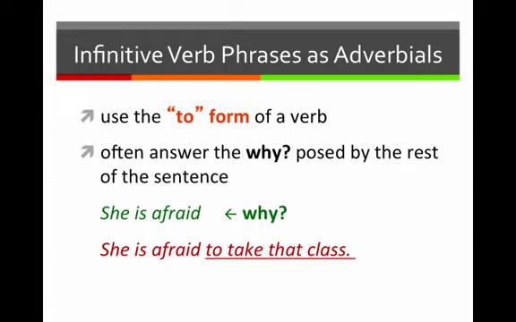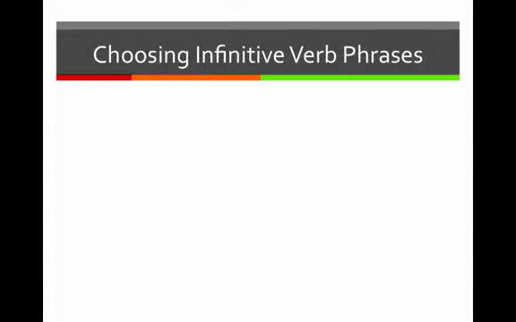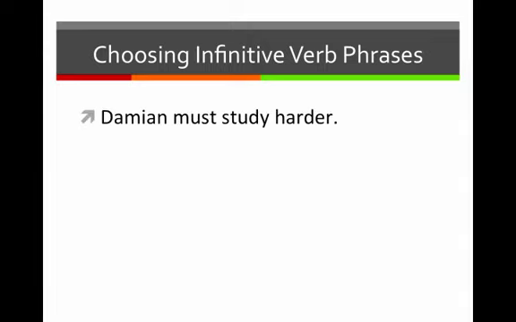The part of the sentence that is underlined is acting as an adverbial because it's giving me more information about the verb. How do we choose the best infinitive verb phrases? Well, we really want to think about the why. Damien must study harder. Why? To do what? To get an A? To keep his scholarship? To prevent his parents from driving to campus and taking him home in the middle of semester? All infinitive verb phrases.